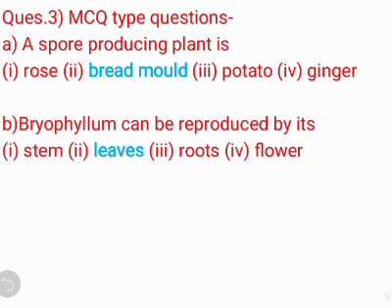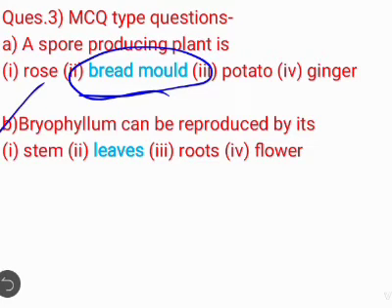And the third question of your first homework is MCQ type. The first MCQ is: a spore-producing plant is, which one of them is a spore-producing plant? So the right answer is bread mold. And the second MCQ is: Bryophyllum can be reproduced by its leaves. Leaves is the right answer. So this is the solution of your last homework.